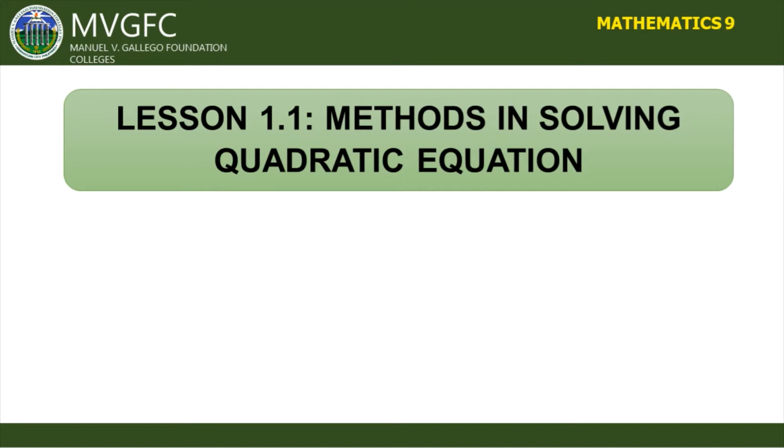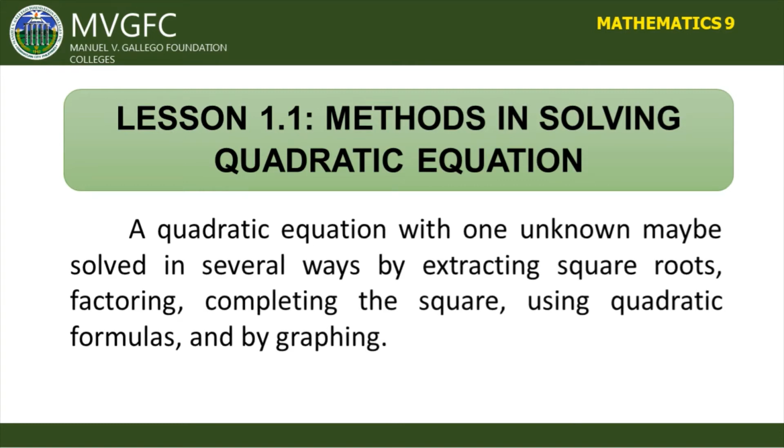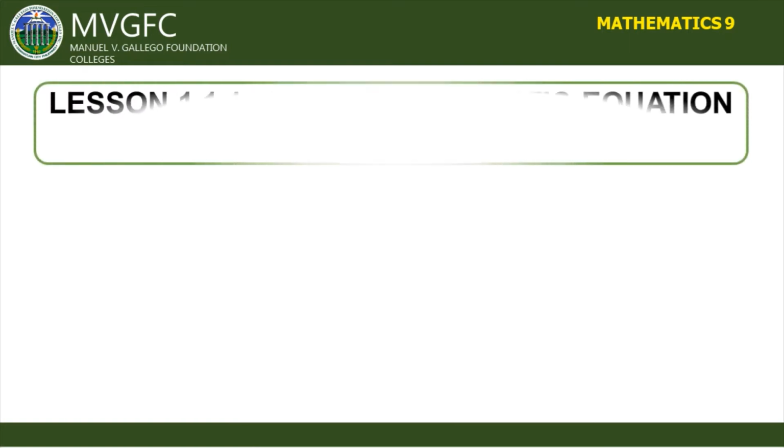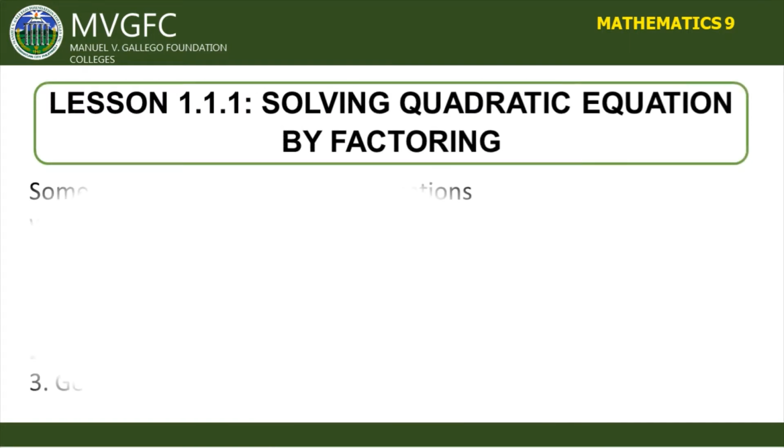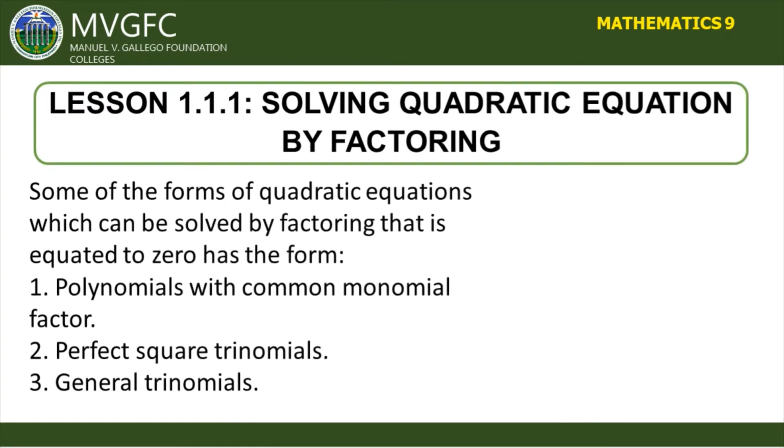A quadratic equation with one unknown may be solved in several ways: by extracting square roots, factoring, completing the square, using quadratic formulas, and by graphing. So for today, of these methods, factoring is the simplest, especially when the roots are rational and the factors can be seen easily. Let's start with solving quadratic equations by factoring.